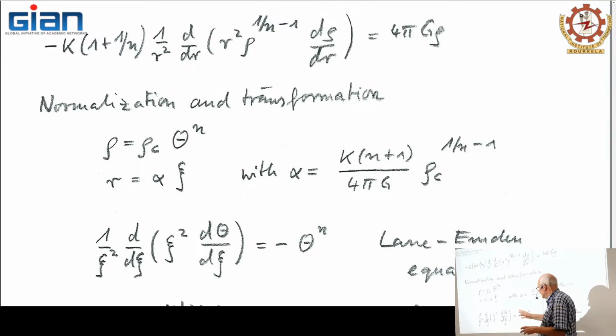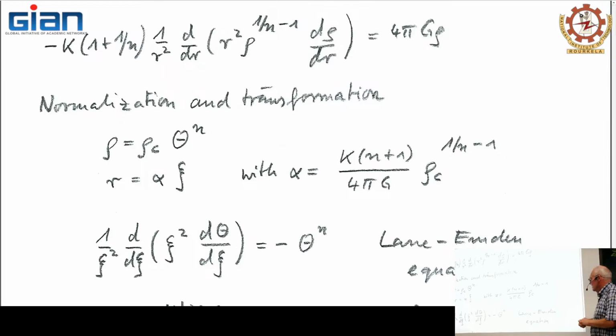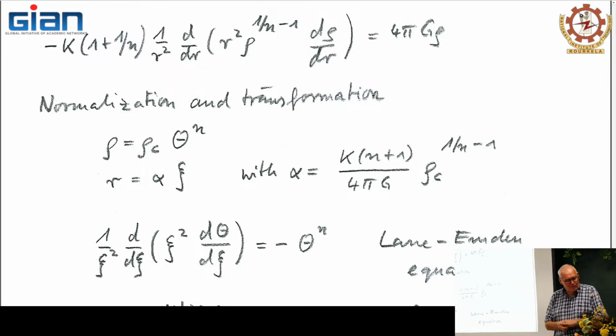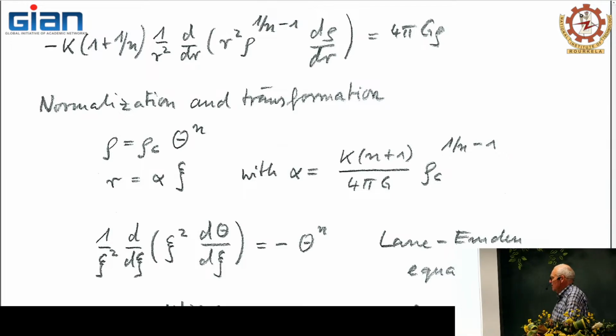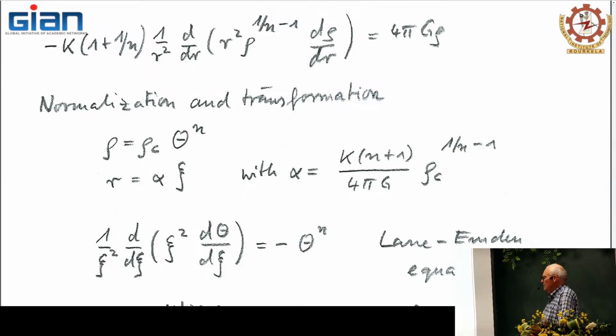So theta is a dimensionless quantity, and psi as well. And on the right hand side, we are left essentially with the density. When density is normalized by the central density, we have on the right hand side minus theta to the power n. So this is a dimensionless equation for the quantity theta and the independent variable psi.